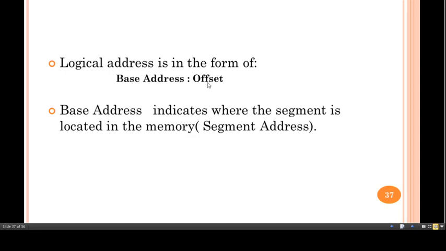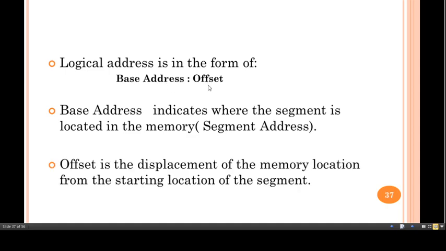And what do you mean by offset? So this offset is nothing but the displacement of a memory location from the starting location of the segment. Actually, at what location the available data is present from the starting location of the segment, that is the information represented by this offset.